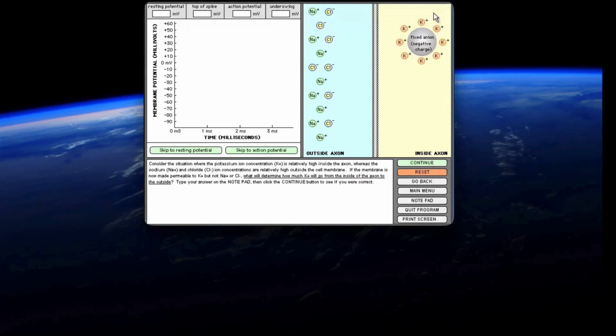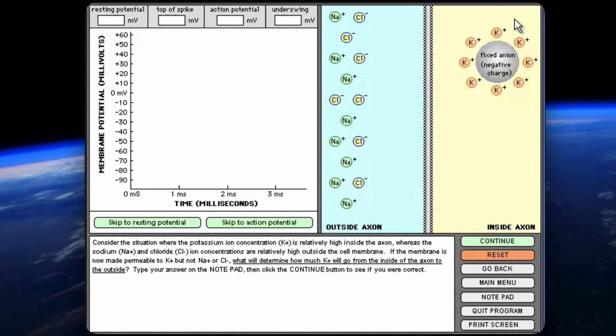To understand the sodium theory, first consider the situation where the potassium ion concentration is relatively high inside the axon, whereas the sodium and chloride ion concentrations are relatively high outside the axon cell membrane. If the membrane is now made permeable to potassium, but not sodium or chloride, what will determine how much potassium will go from the inside of the axon to the outside? Pause the video and record your answer before continuing.